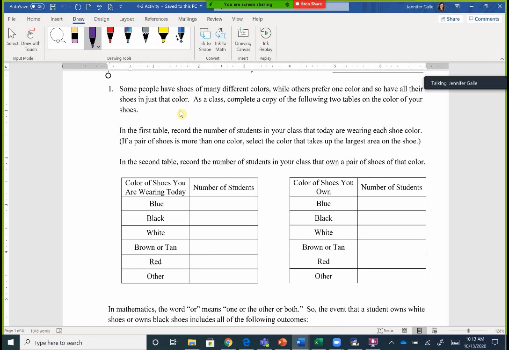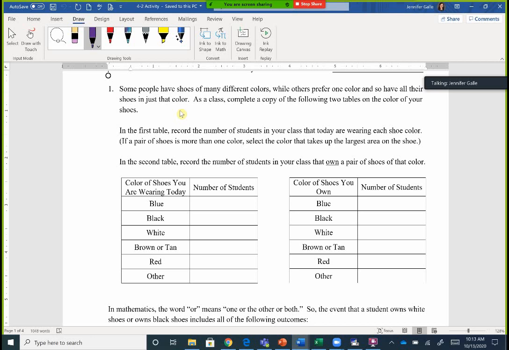So for the first piece, we do need to gather some data from our class. It says some people have shoes of many different colors, while others prefer one color, and so have all their shoes in just that color. So as a class, we're going to complete the following two tables. Take a look at the shoes you have on today. If your shoes are kind of a multicolor thing, pick the color that takes up most of the shoe. Okay? All right, so raise your hand for me. You can only vote one time.